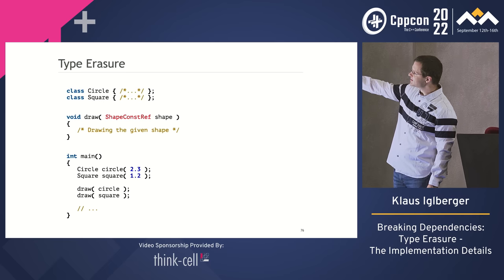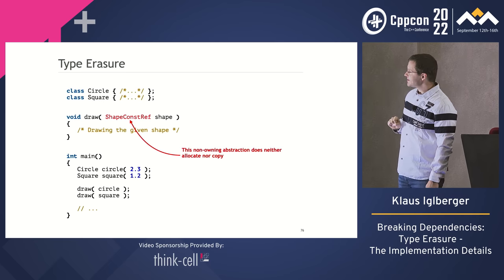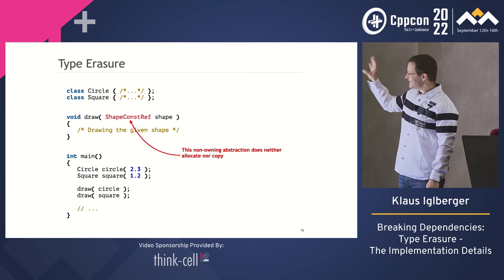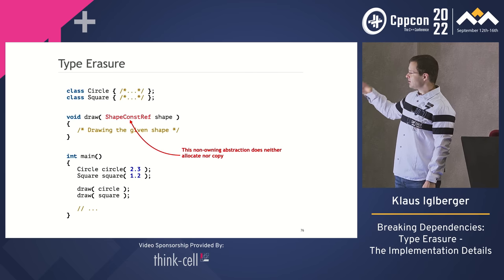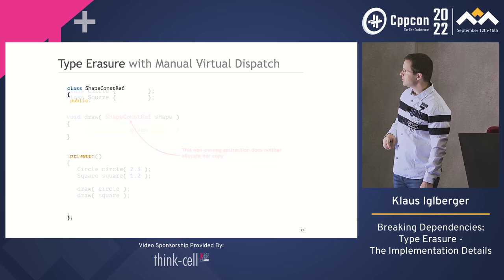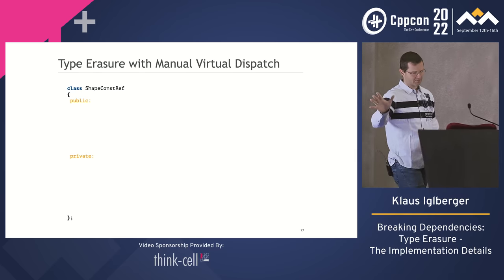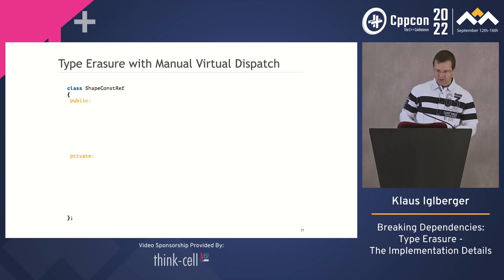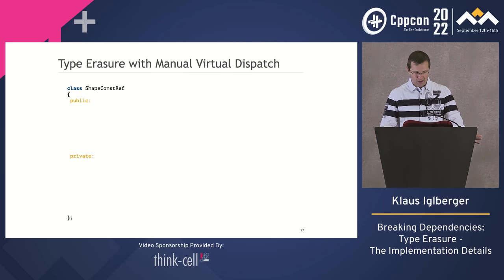Now, this is whatever you want to represent. So this is now the class that we write, the ShapeConstRef. And as I said, I promise you, this is now a wrapper that neither allocates nor copies, but really represents a constant reference to a shape. And it is merely, don't argue here, approximately 10 lines of code.